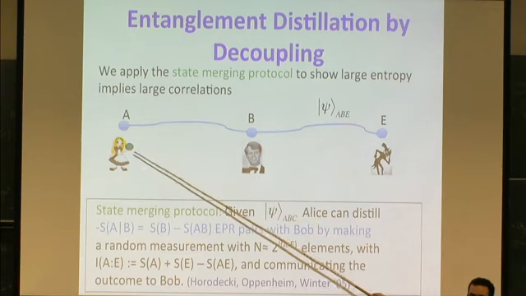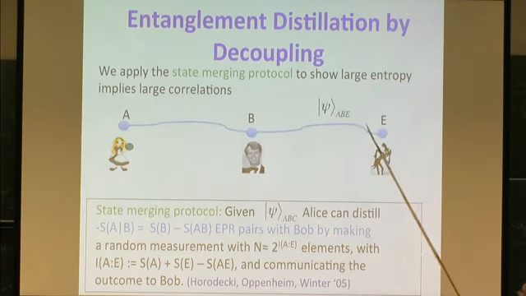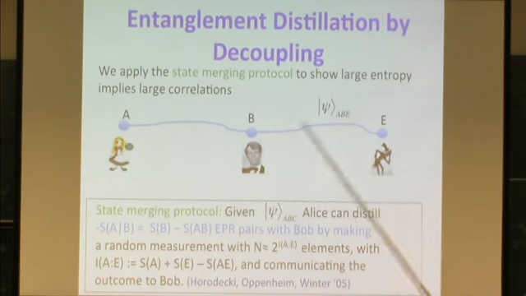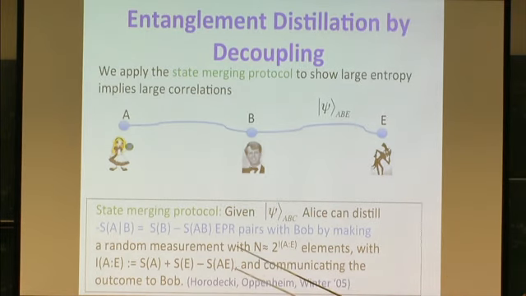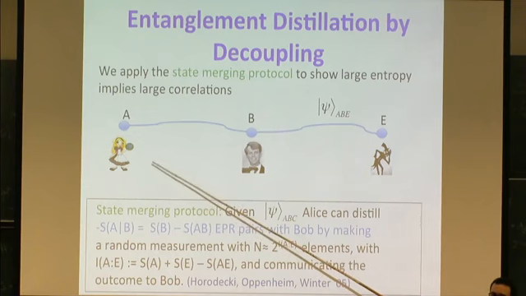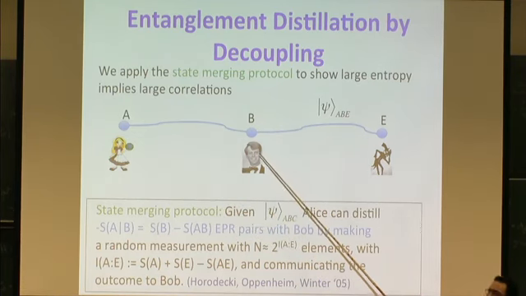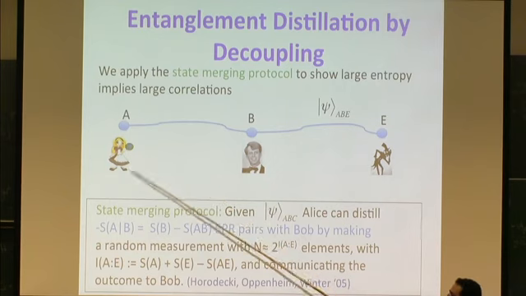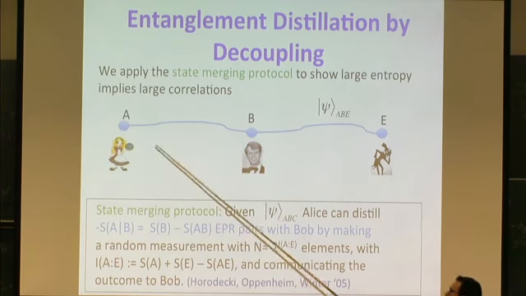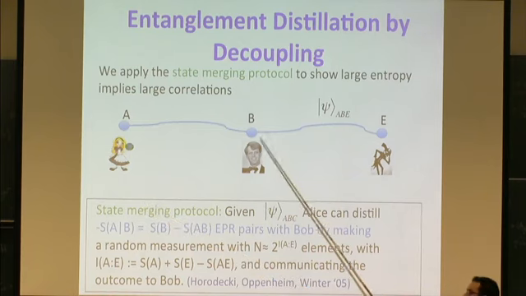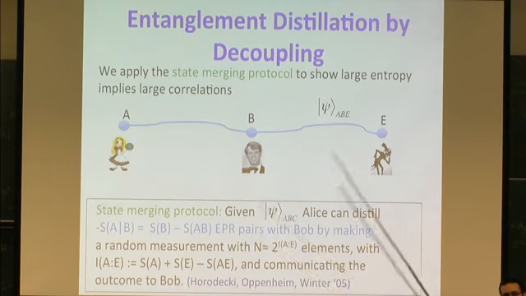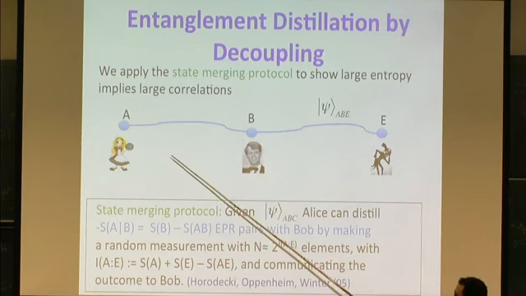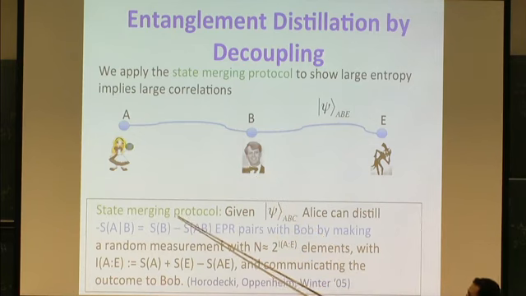Suppose we have Alice, Bob, and Eve, and they are in the pure state ABE. Now suppose that Alice wants to distill EPR pairs with Bob. She wants to make some local measurements on her system, then communicate some classical bits to Bob, and in the end they want to share EPR pairs. Of course it's very interesting to derive protocols for this task. And we have some nice protocols, for example, the state merging protocol. So let me show you what this achieves.